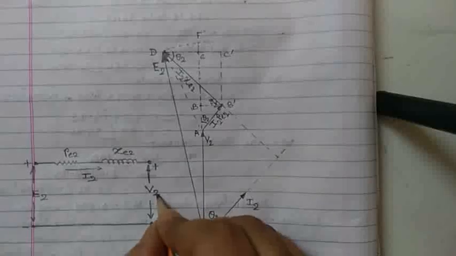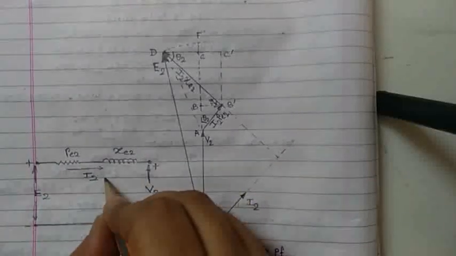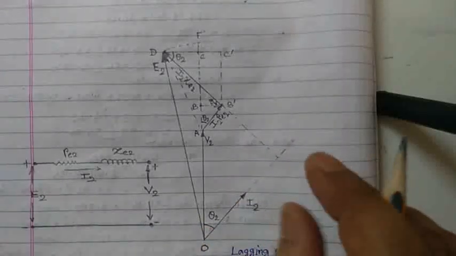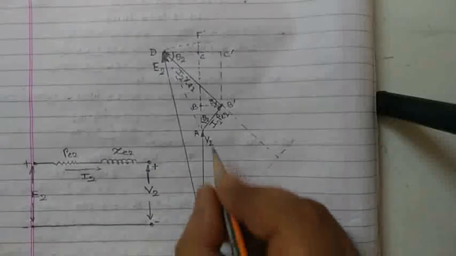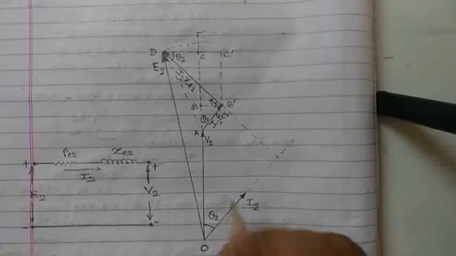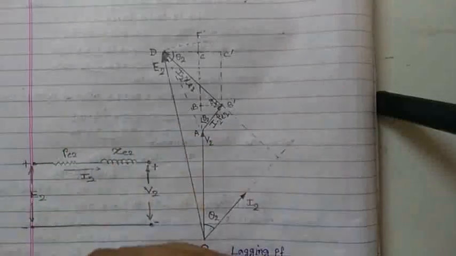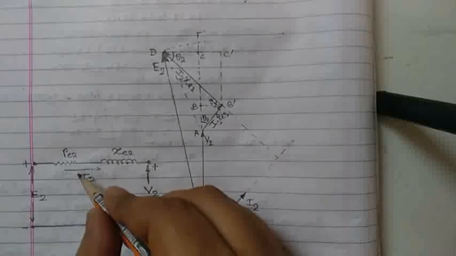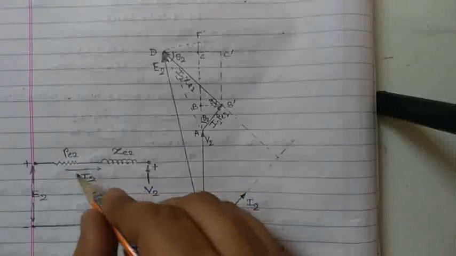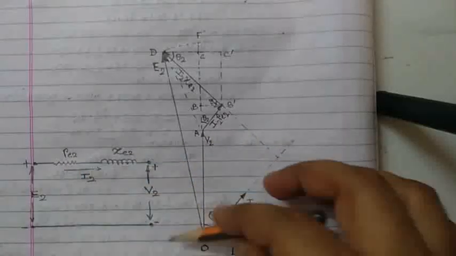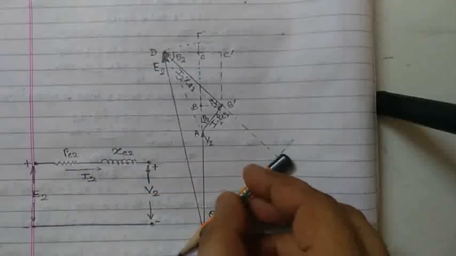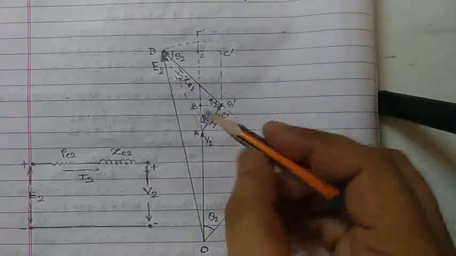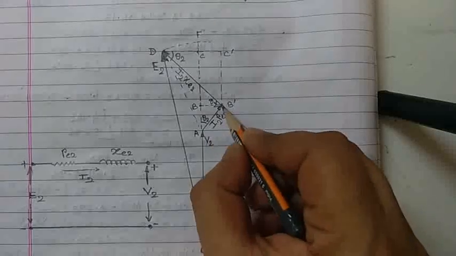V2 is the secondary side voltage and I2 is the secondary side current. As the power factor is lagging, I2 lags V2 by an angle, suppose theta 2. Very simple. Now the secondary side resistive drop, that is I2 Re2, is in parallel with I2, that is here A B dash.